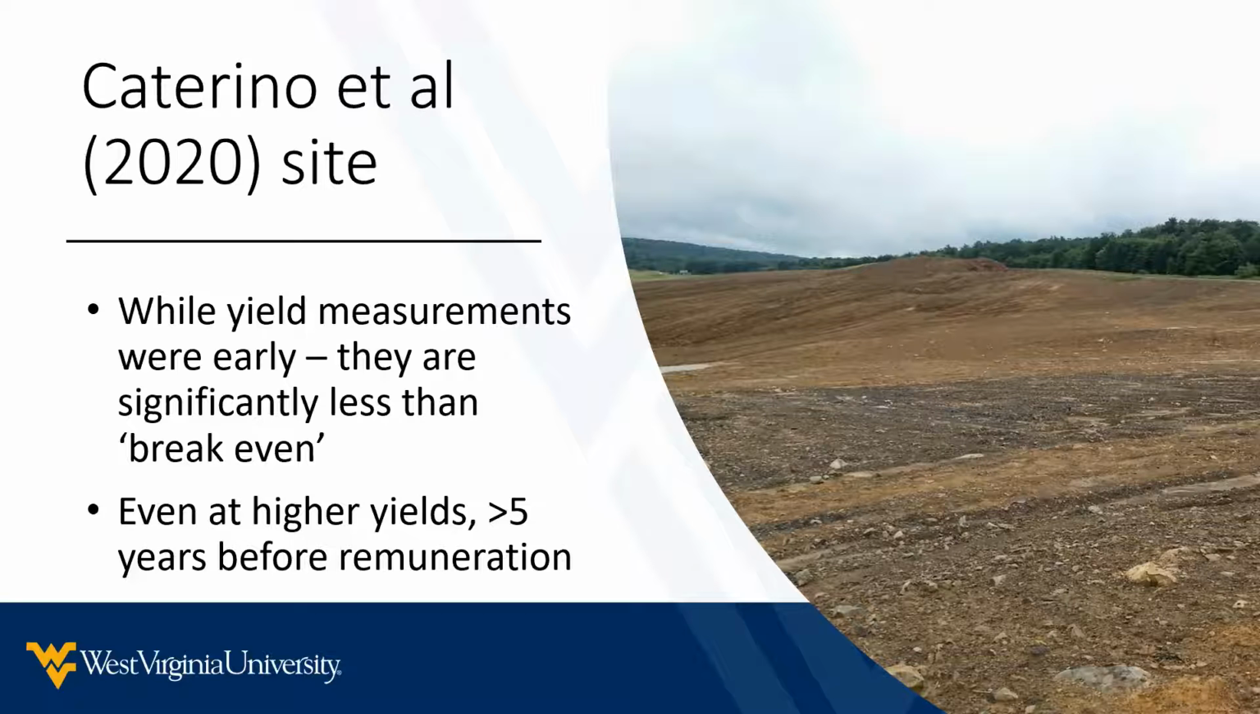Our yield measurements were early, only after 2 years, but usually into the third year we would get our first cutting for the willow. We were significantly less than those break-even yields that we needed, right? Significantly less. Even at higher yields, say we could get that 8 megagrams per hectare per year that we found in some of the conventional tillage areas, it would be more than 5 years before we would be paid back.